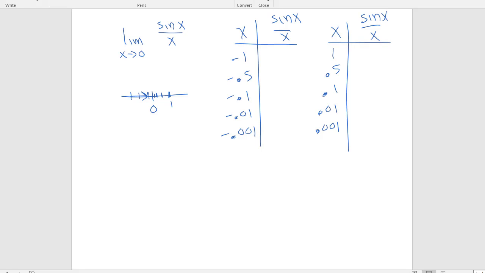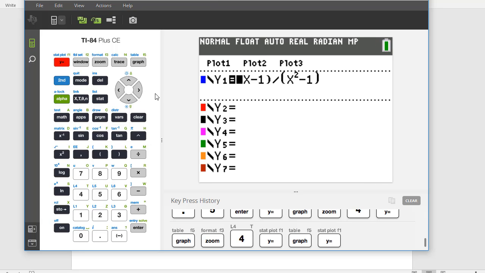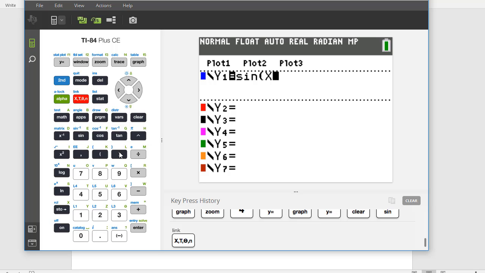And again, I want to be efficient to complete this table, so I'm going to bring up my graphing technologies to do that. So again, let's do the sine x over x in the TI first. So I hit my y equals button, I'm going to clear this, and I'm going to do sine of x, and then I'm going to divide by x.